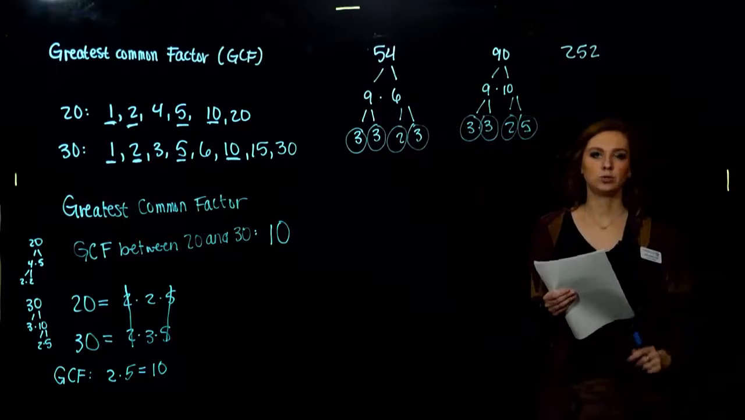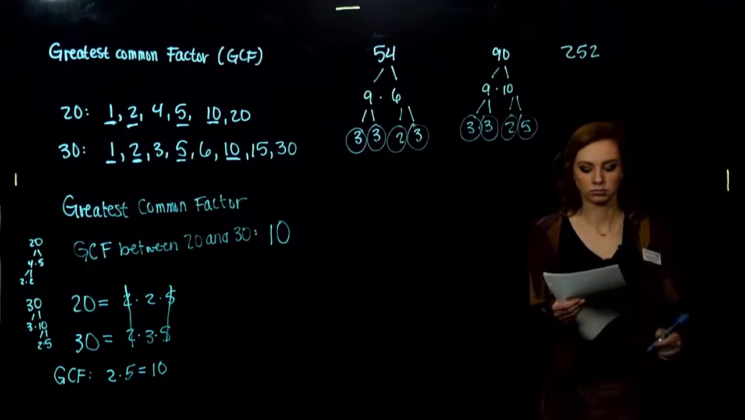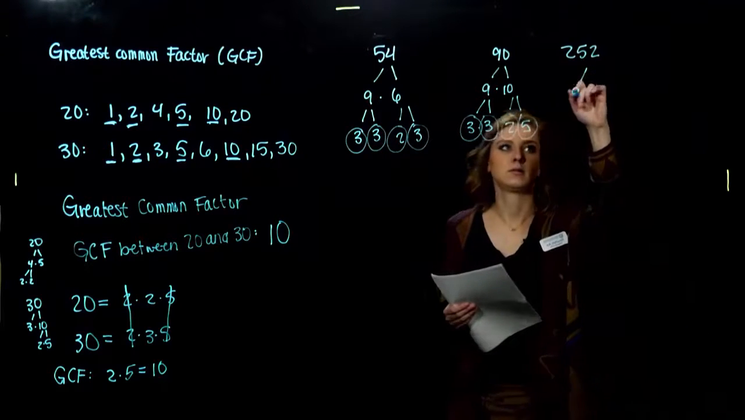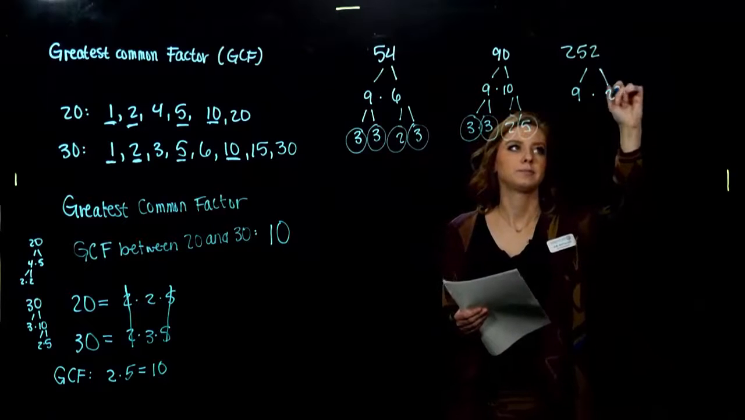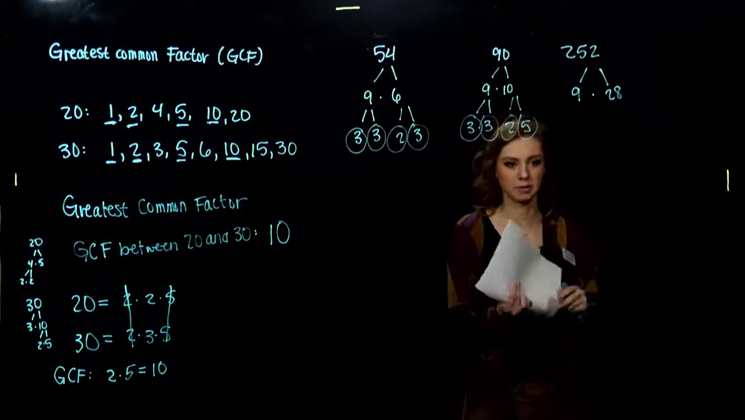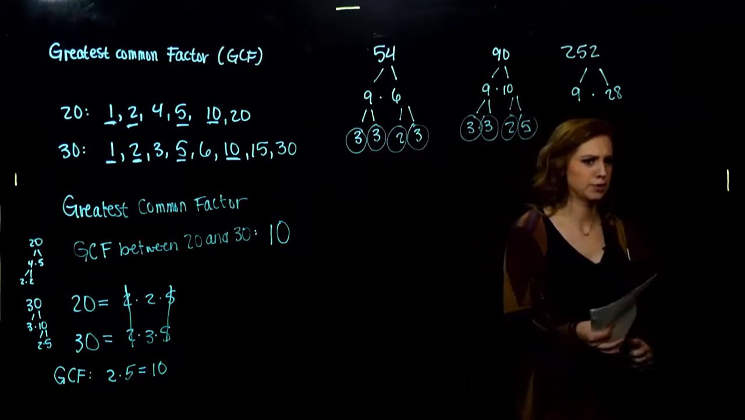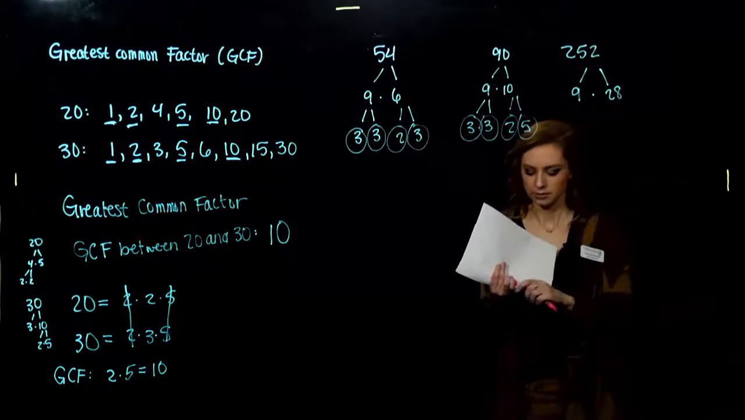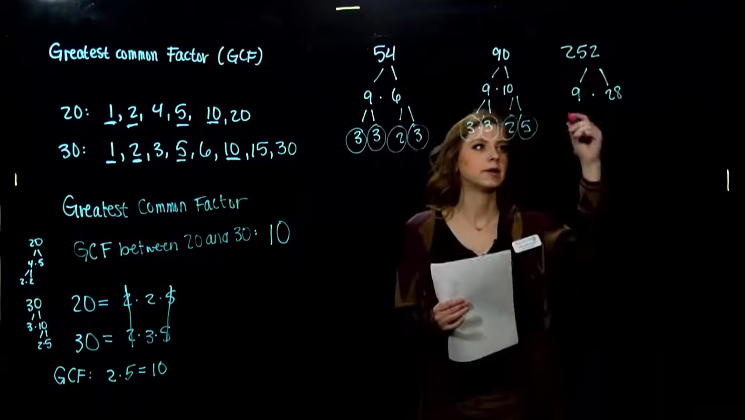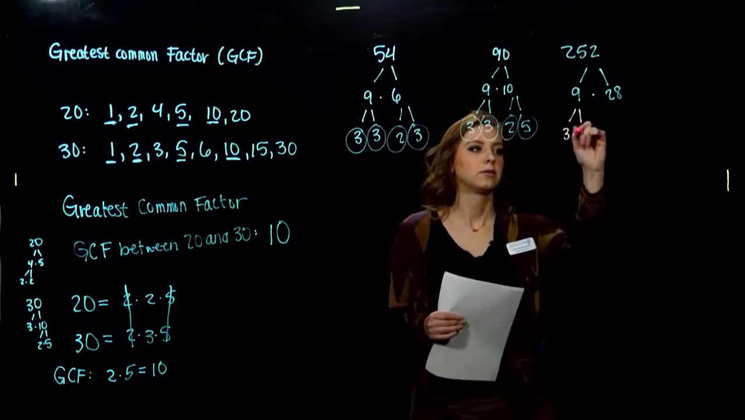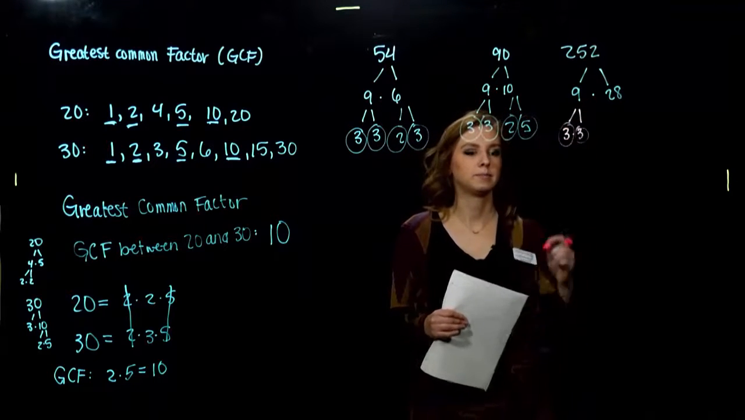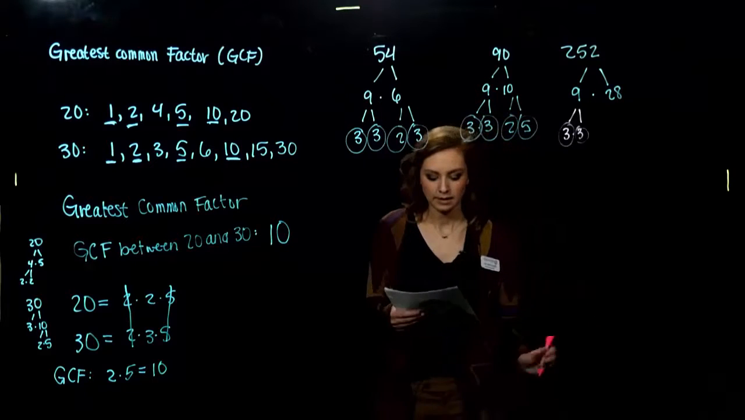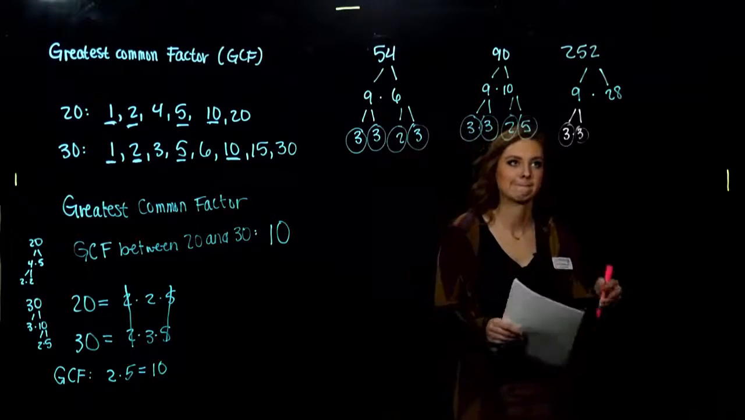And 252, a little bit bigger. I'm going to pick 9 and 28. But again, you could start with whatever you want. And each of those are not prime. They are still composite. We can break them down farther. So we know how 9 breaks down. We've done that a bunch now. 3 and 3, each of those are prime. And what about 28?